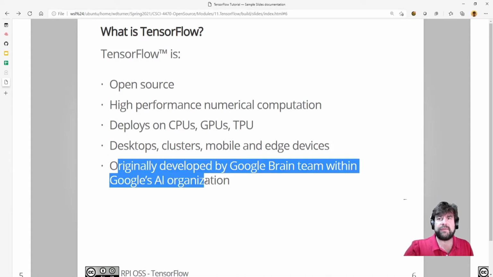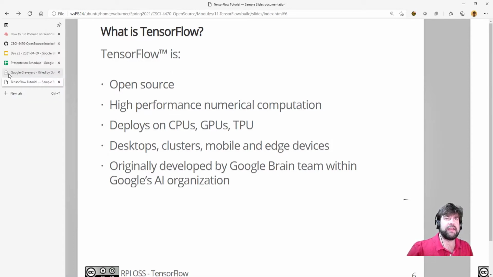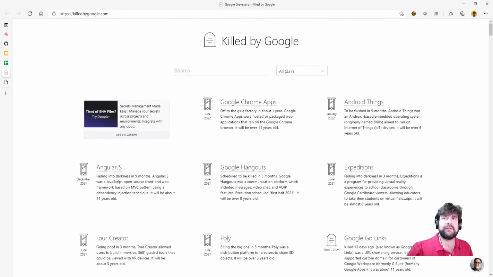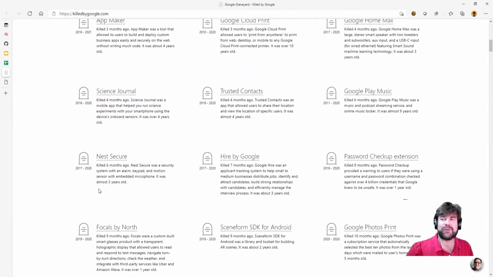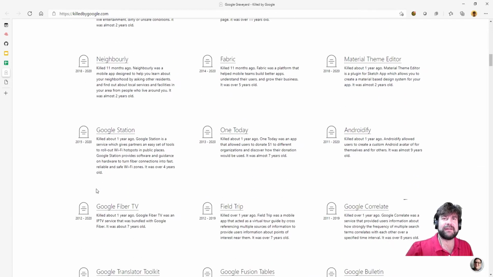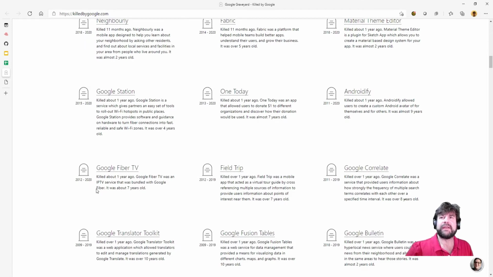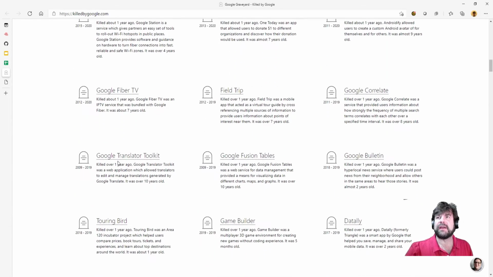It was originally developed by the Google Brain Team within Google's AI organization. And like so much Google, they actually made it open source. Of course, at the same time, they also have the Killed by Google website with all the things that they made open source or put out there into the world and then killed. I'm looking for Google. Yeah, Google Fiber TV was killed.